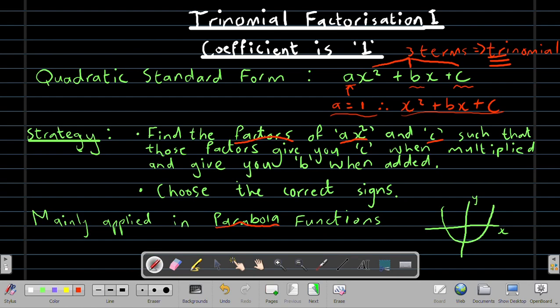So this stuff is really mainly applied in parabola functions. Parabola, which is like, well, functions in general are like the building blocks of pretty much all systems in the world, but we'll get to that later on. For now, let's just get a jump on it.